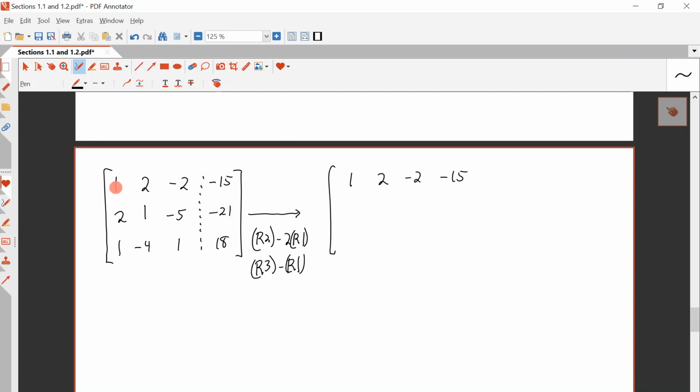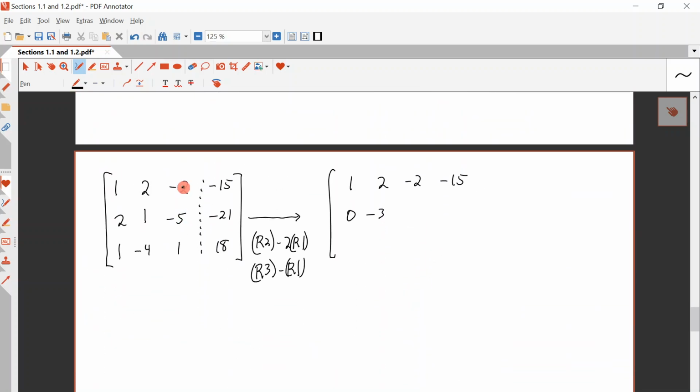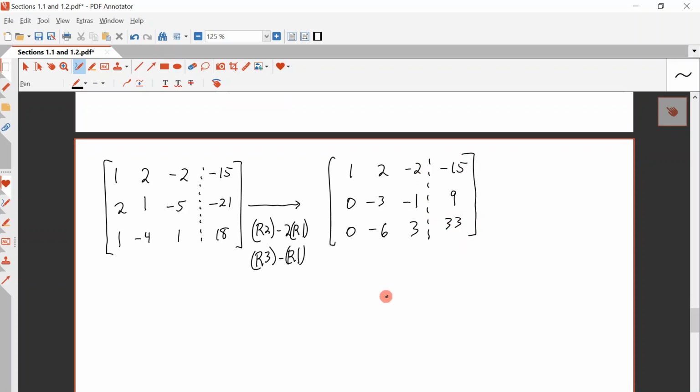So 2 minus 2 is 0. 1 minus 4 is minus 3. Minus 5 plus 4 is minus 1. Minus 21 plus 30 was 9. 1 minus 1 is 0. Minus 4 minus 2 is minus 6. And then 1 plus 2 was 3. 18 plus 15 was 33. All right, so there we go.